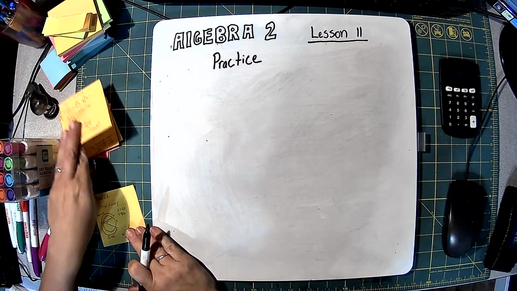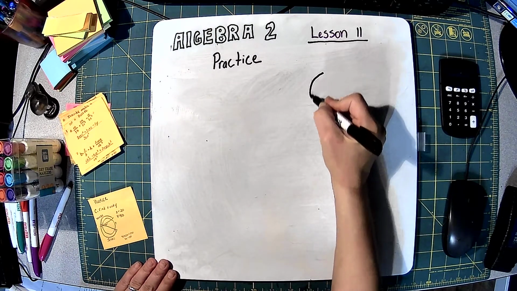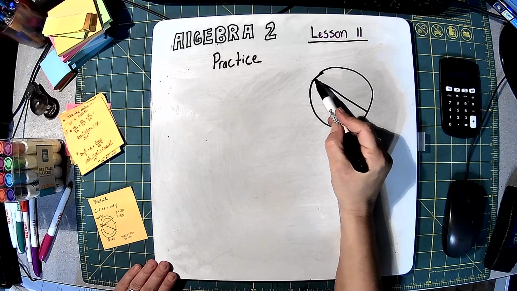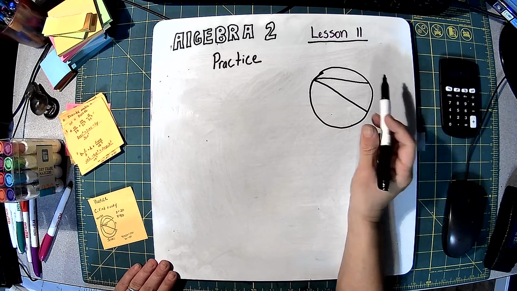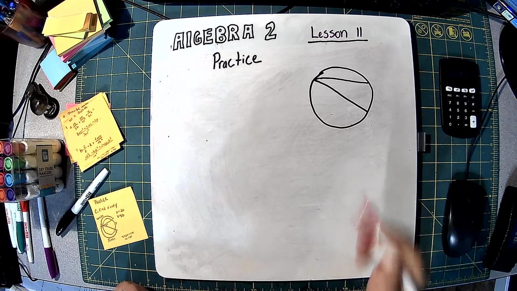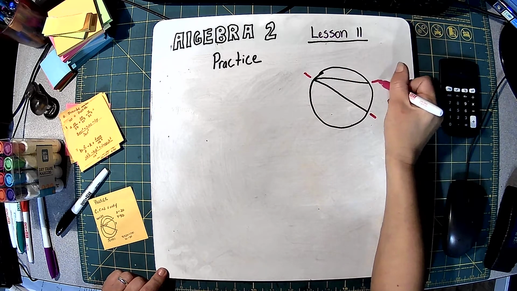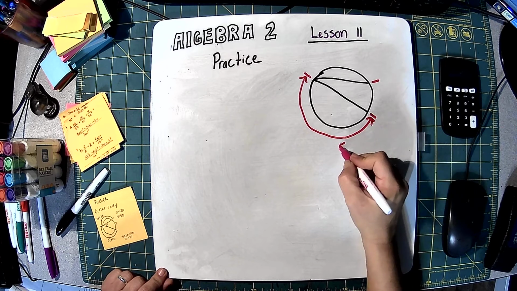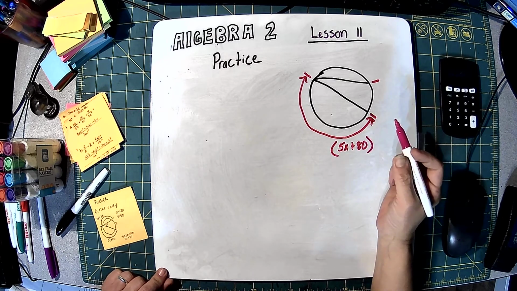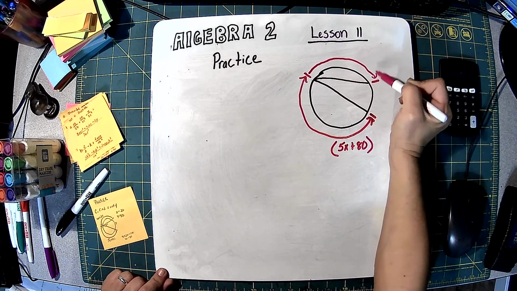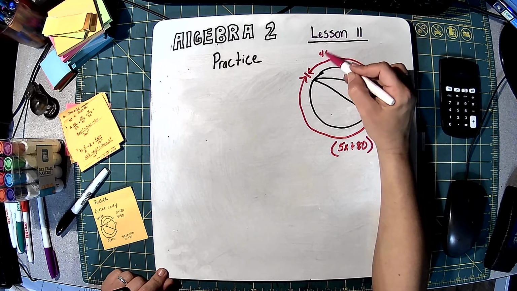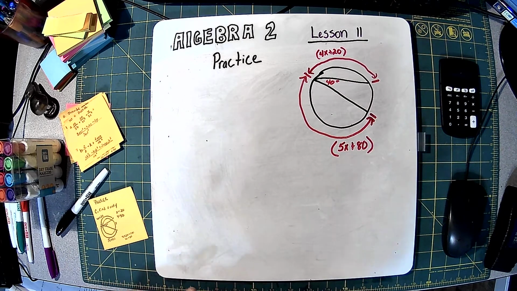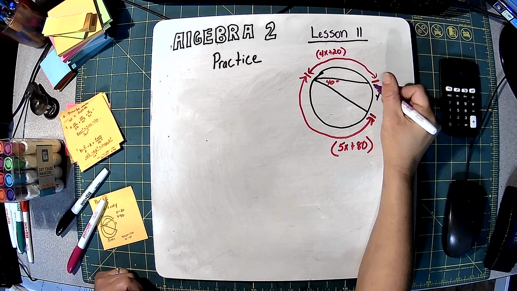For C, we have one of these inscribed angle problems. It's got a circle with what looks like a diameter right there. It has some distances marked: from here to here is labeled 5x plus 80, and from here to here is labeled 4x plus 20. And it tells us this is 40 degrees in here. Then it says find y, and y is this distance right here from there to there.